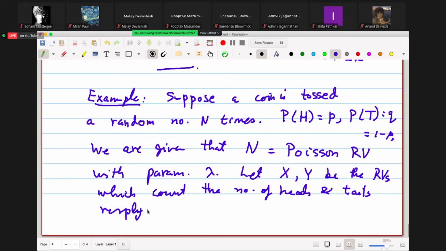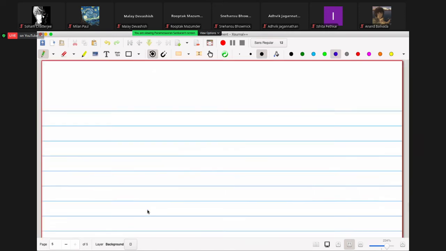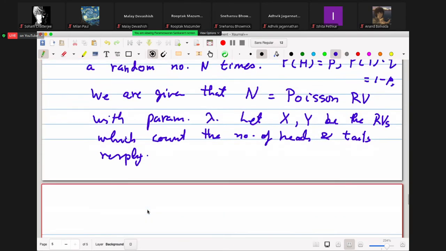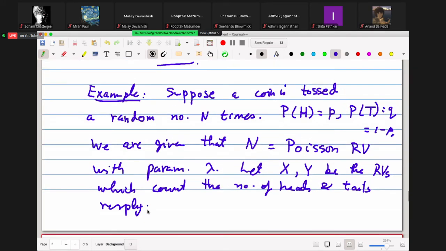So you understand, you are not told exactly how many times the coin is tossed, okay? But that's a random number, and that random number follows the Poisson distribution. Now, let X be the random variable which counts the number of heads, and Y the random variable which counts the number of tails. Show that X and Y are independent.